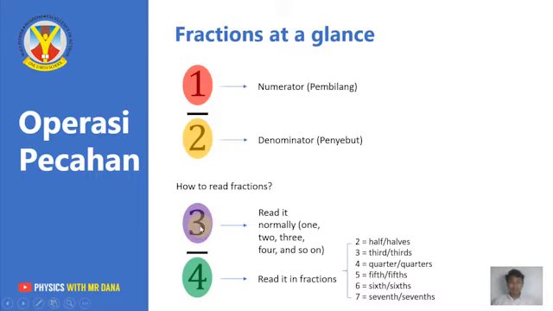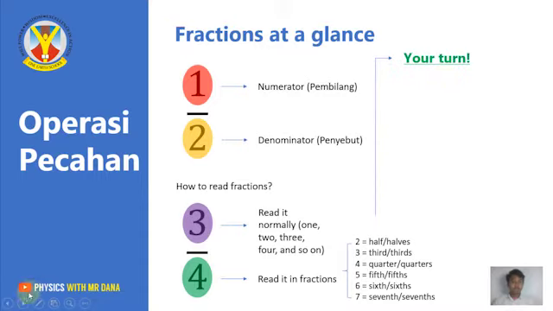But you need to be focused on the upper number, or the numerator. If it is more than 1, you need to say the denominator, the bottom number, with s. For example, 3/4. You know that the numerator is 3 and 3 is more than 1, so you need to read quarter with s. So 3/4 is read with s.